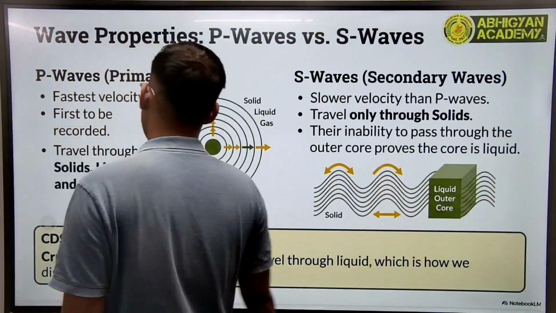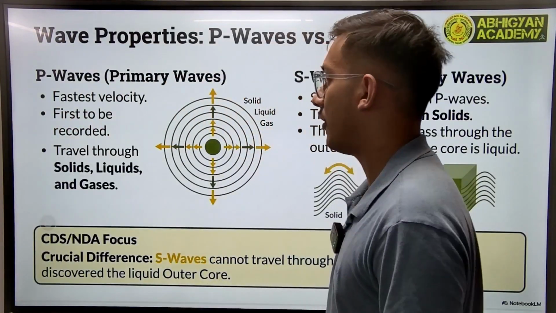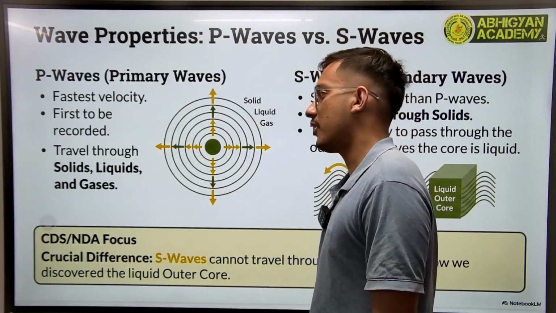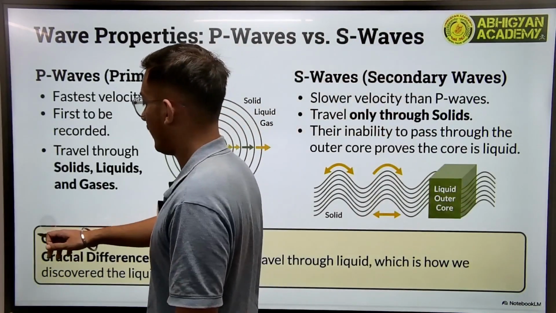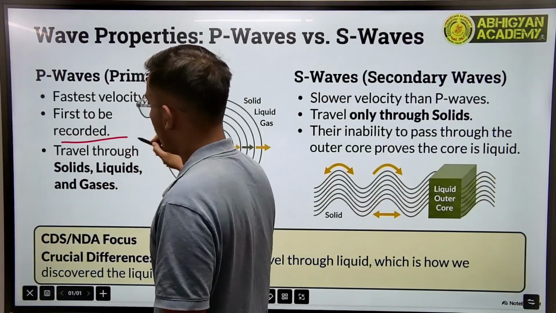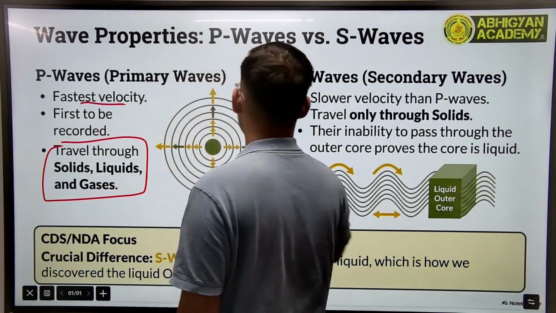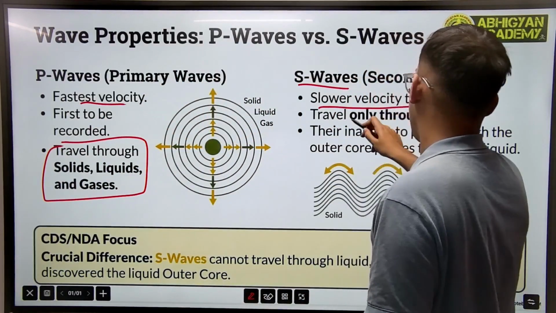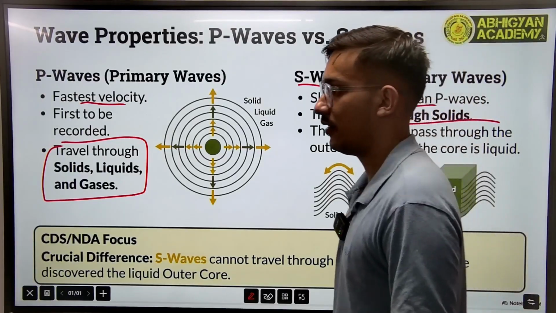Now we have P wave versus S wave. The P wave has the fastest velocity, is the first to be recorded, and travels through solids, liquids, and gases. This is important: it travels through solids, liquids, and gases, and is the fastest. The S wave is slower and moves only through solids.